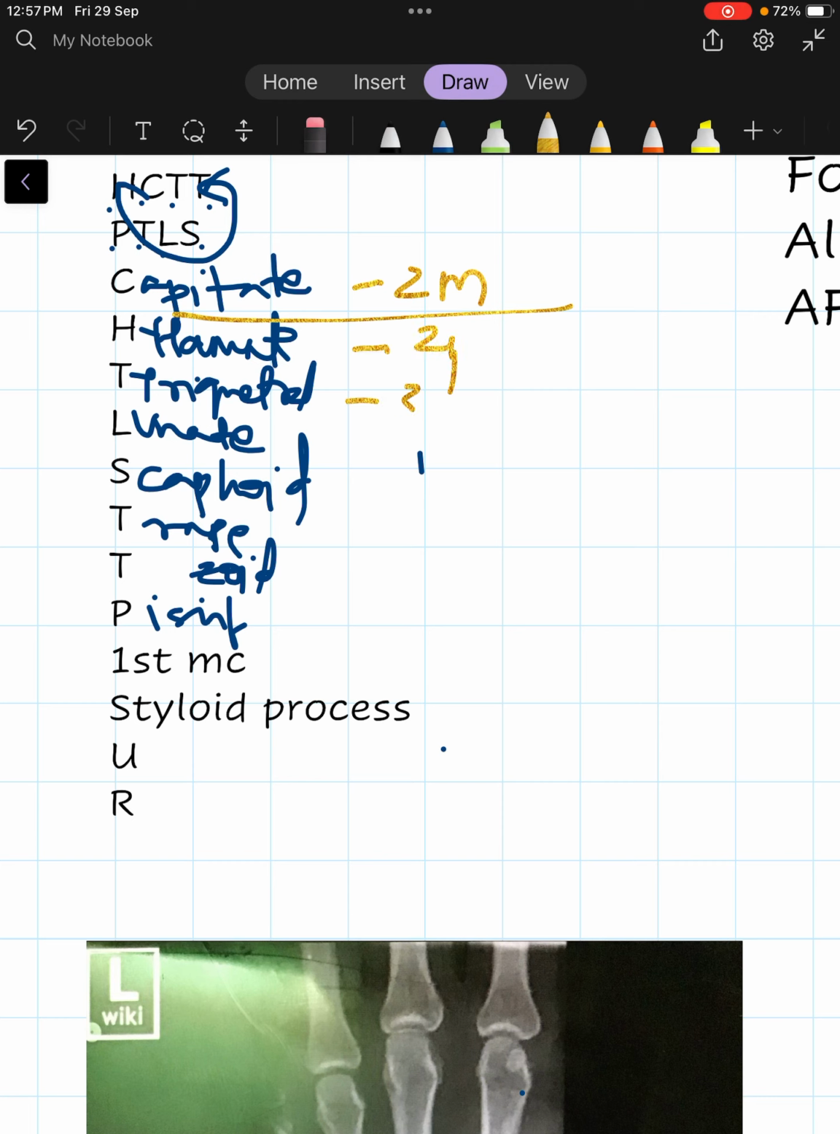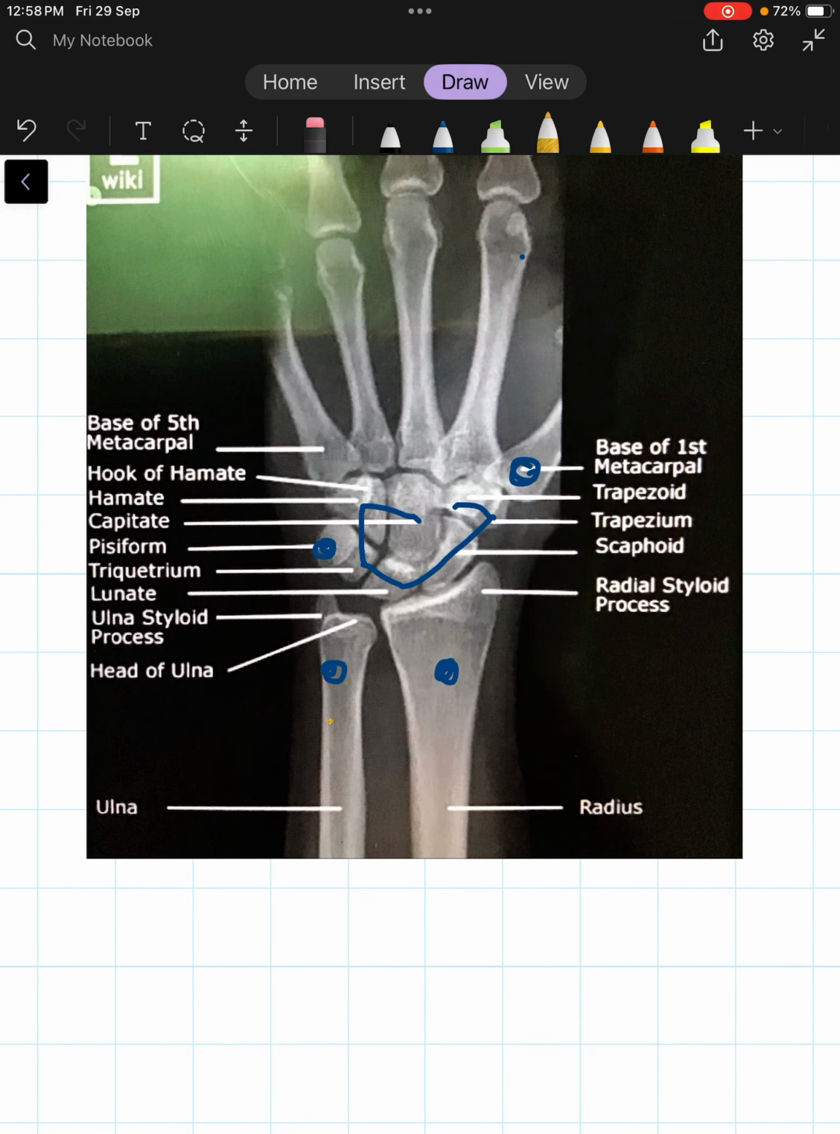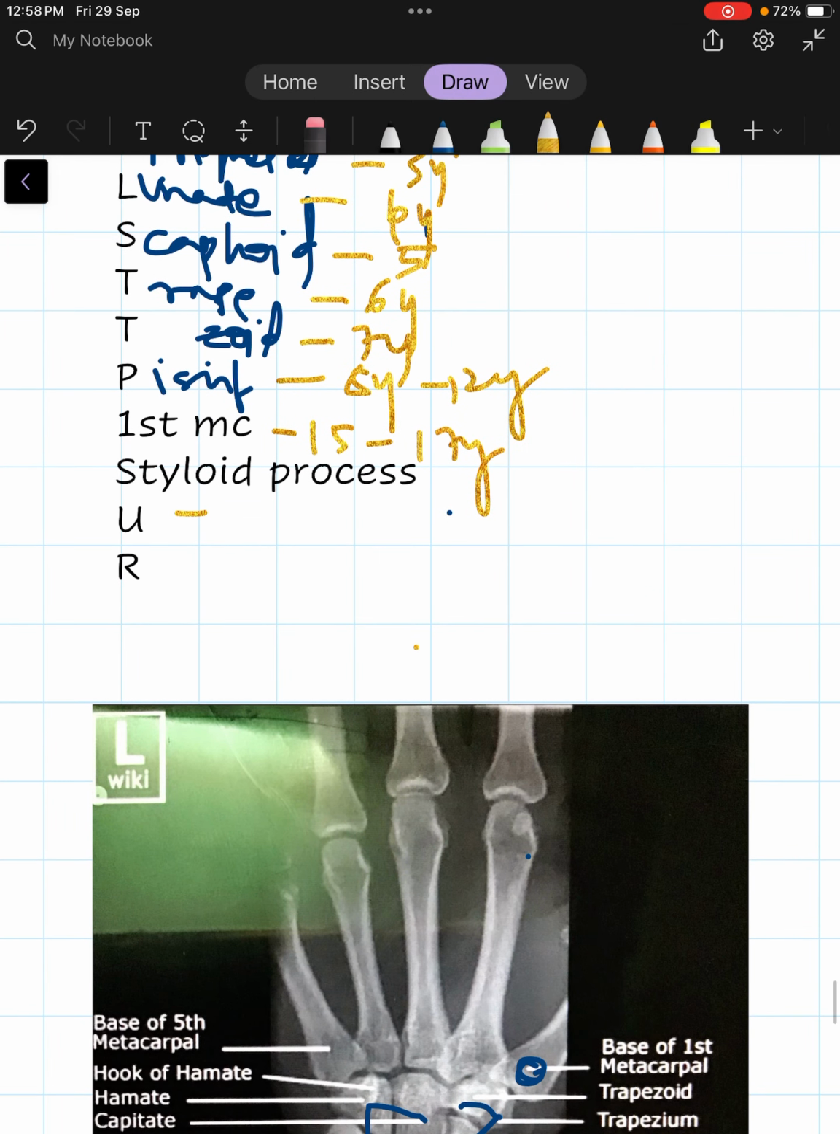2 year, 3 year, 4th year, 5th year, 6th year, 7th year. By 8 to 12 years, pisiform would have formed. First metacarpal by 15 to 17 years. Styloid process of ulna will be first, then radius will occur. Ulna by 17 to 18 years, radius by 18 to 19 years.